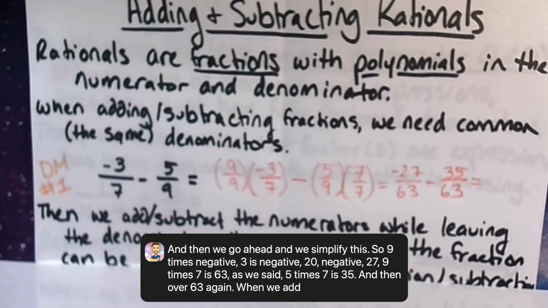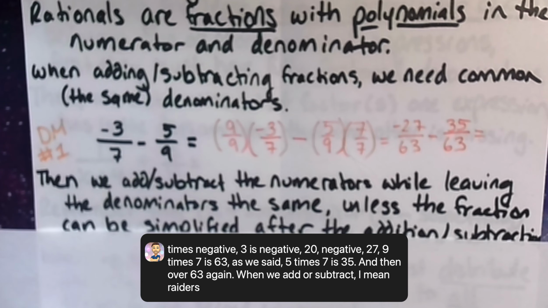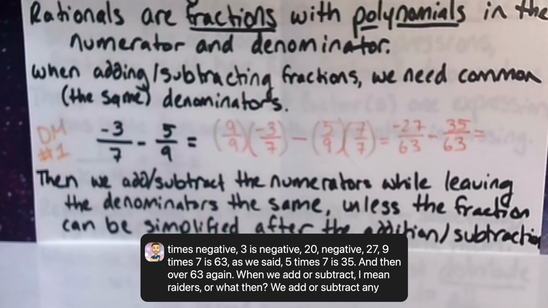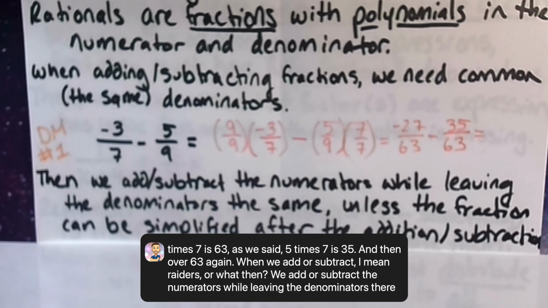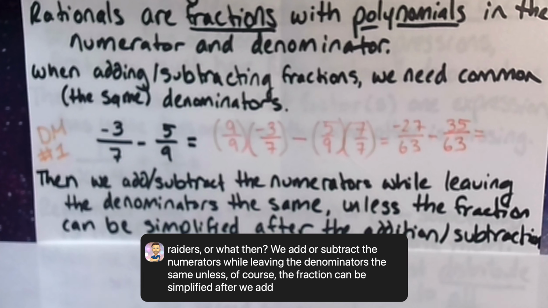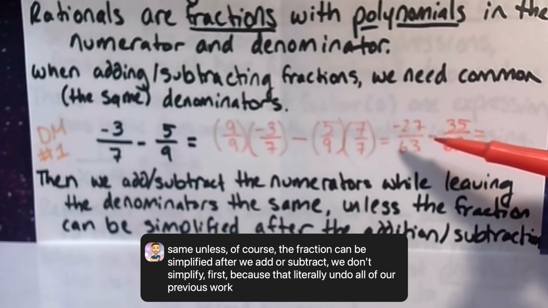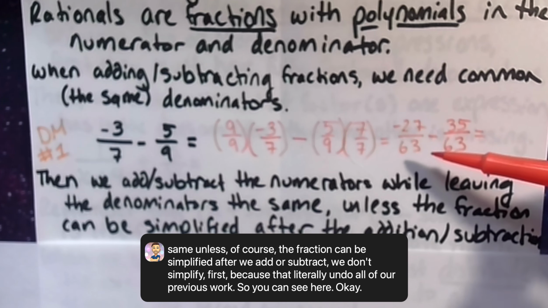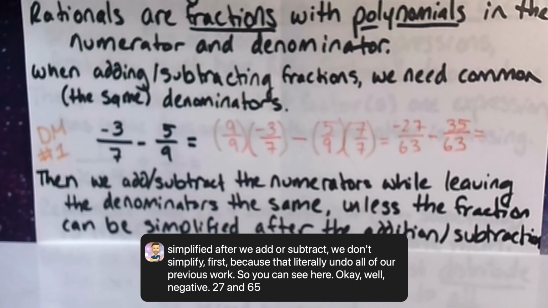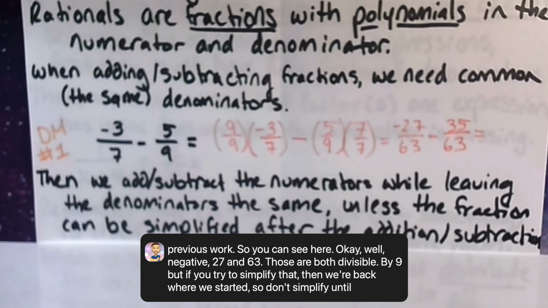When we add or subtract fractions, we add or subtract the numerators while leaving the denominators the same. Unless, of course, the fraction can be simplified after we add or subtract. We don't simplify first because that literally undoes all of our previous work. So you can see here, okay, well, negative 27 and 63, those are both divisible by 9. But if you try to simplify that, then we're back where we started. So don't simplify until after.